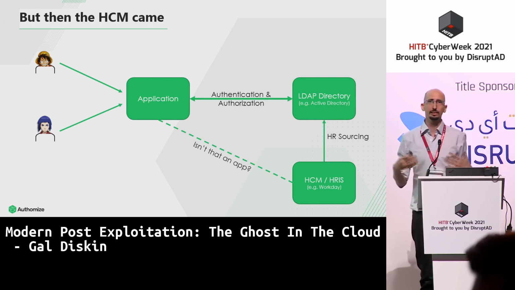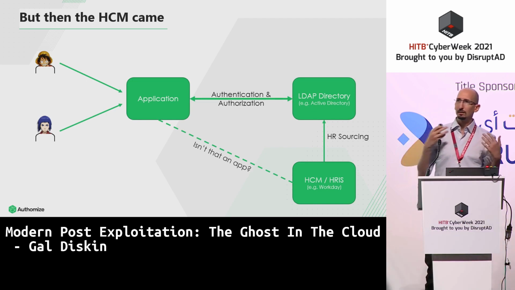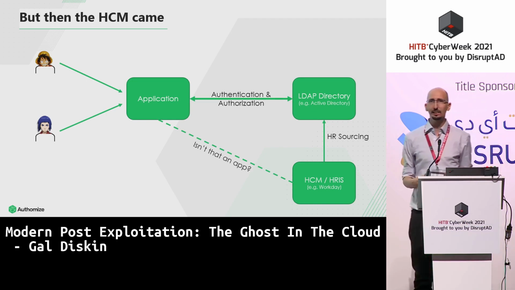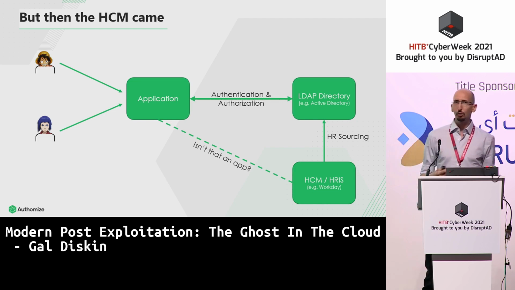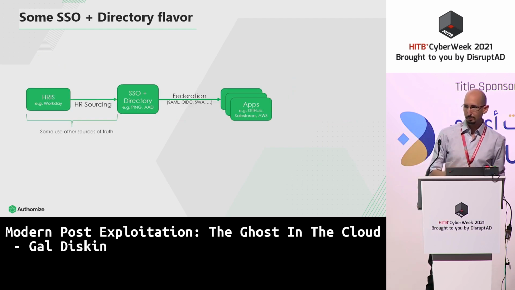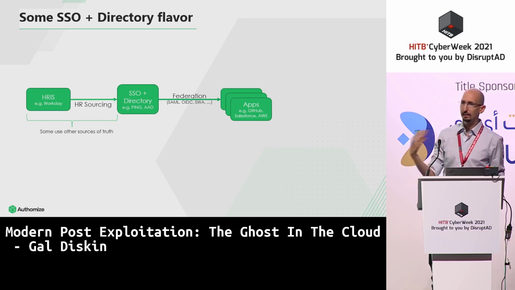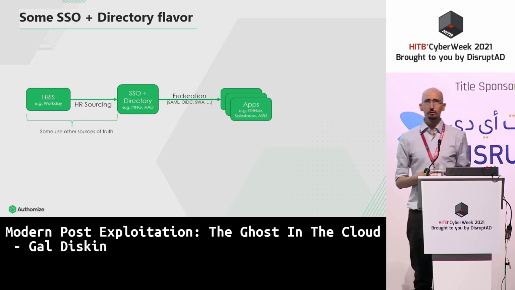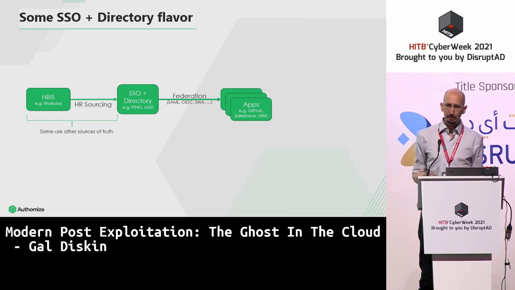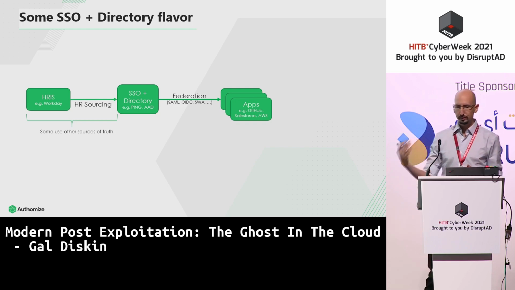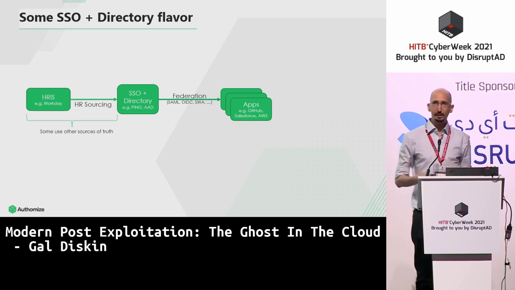And these cycles are very dangerous because those are the places where potential escalation passes and role chaining attacks begin. So to move a little bit further, going more modern, we started having SSOs and directories, and these were connected through federation to different applications.